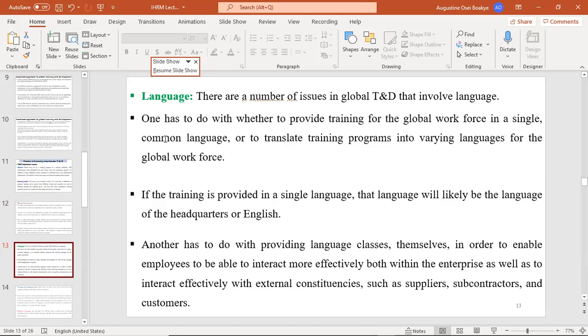Another has to do with the language classes themselves, in order to enable employees to interact more effectively, both within the enterprise as well as with external constituents such as suppliers, subcontractors, and customers. And so language is also a huge challenge when it comes to the dissemination of the training program, because you are torn between using the most dominant or the most populous language across the constituents. And when you adopt that, how will the other subsidiary countries react to it, and so on and so forth.